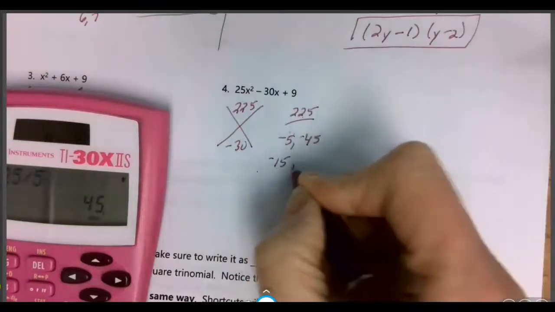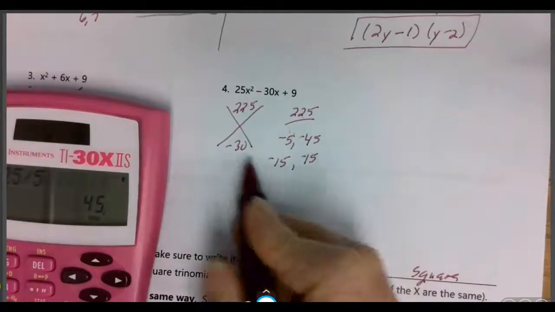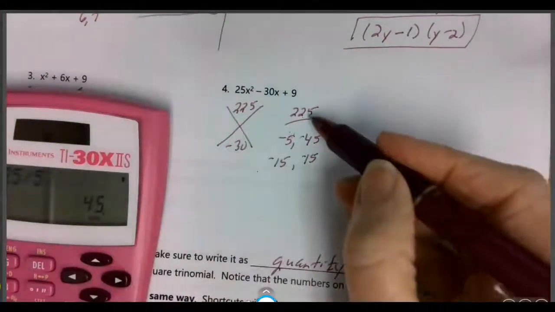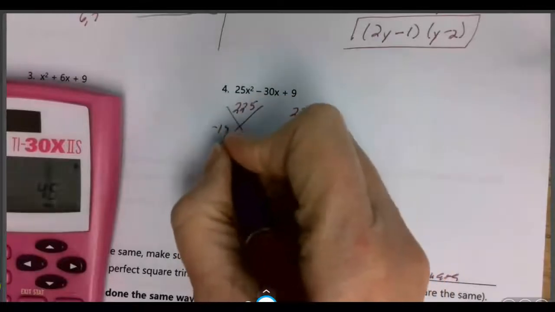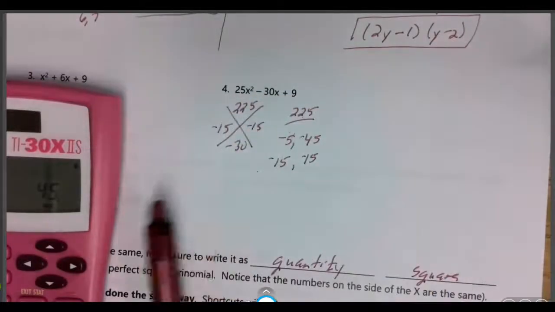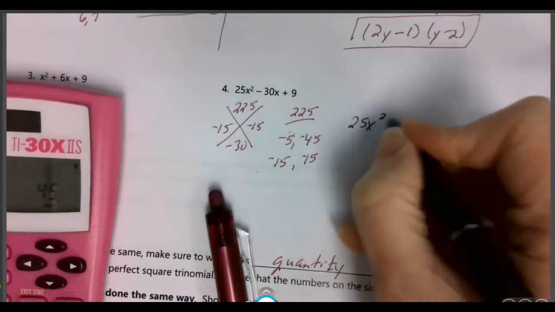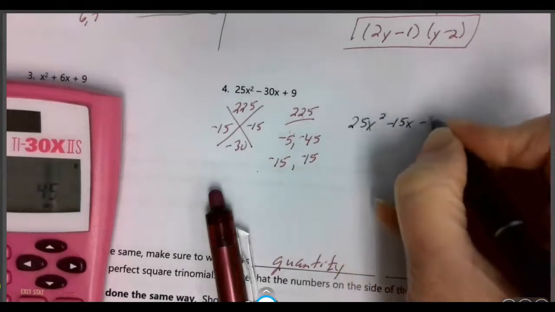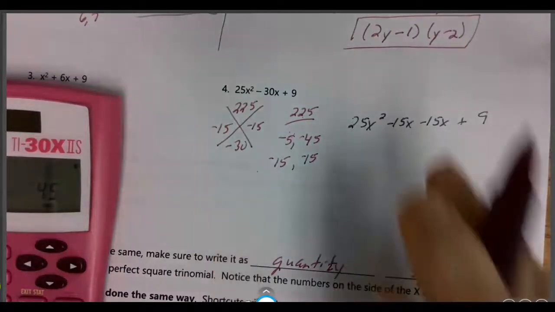Oh, yeah, because look, 15 squared is 225. When I add those two together, do I get negative 30? Yeah, 225 is a perfect square. It's 15 squared. So we get a negative 15 and a negative 15. So I have 25x squared minus 15x plus 9. Factor by grouping.